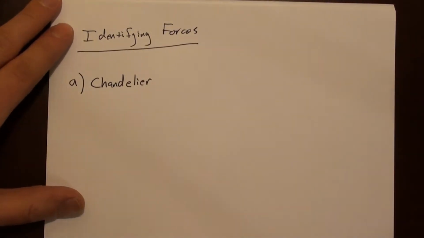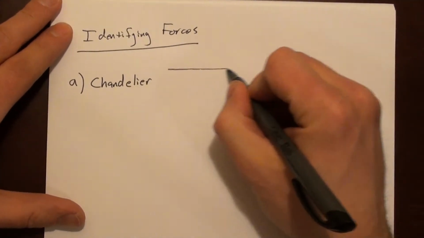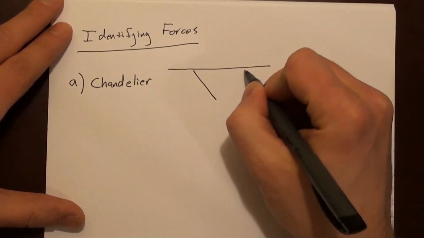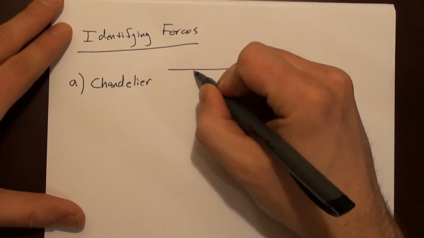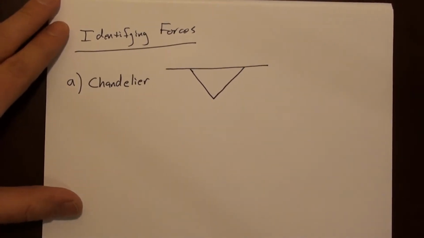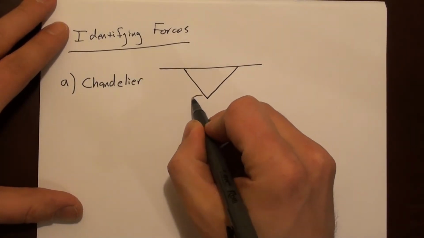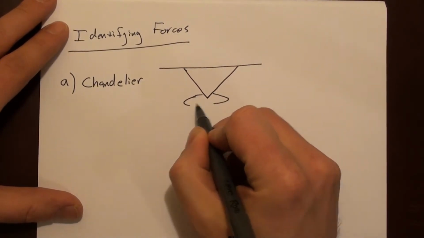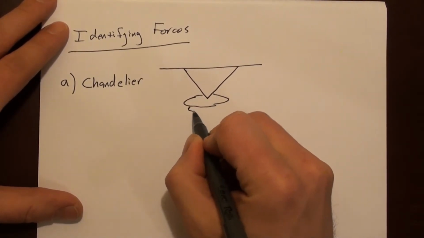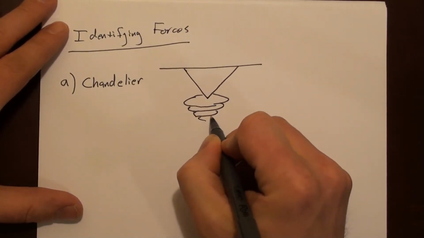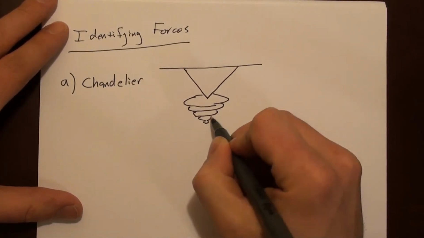Right, and the first step here is to draw a picture. So I'm going to draw a picture of this chandelier. Let's say it's hanging from a couple ropes, and let's say, I don't know, it's a fancy looking thing with tiers. Okay, so that's my chandelier.